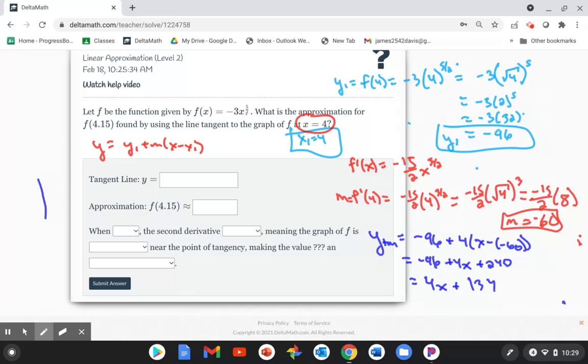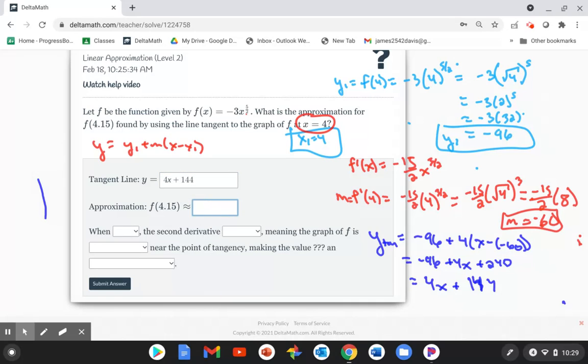All right, so that's our tan line equation. I'm sorry, 144. So don't want to mess that up. All right, 144. And type that in. 4x plus 144.